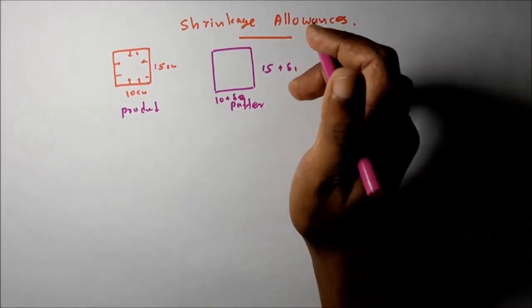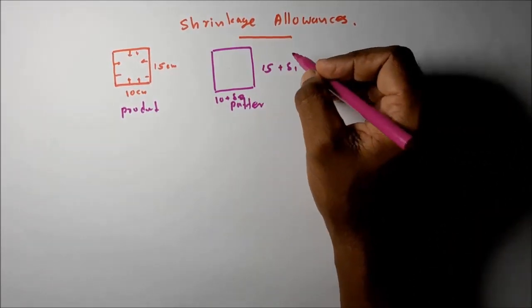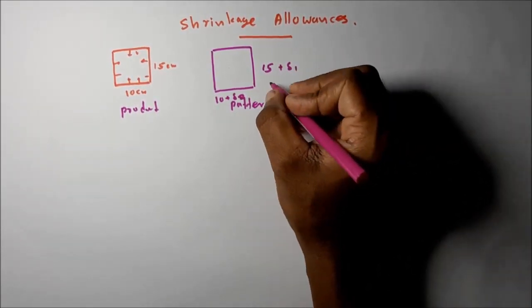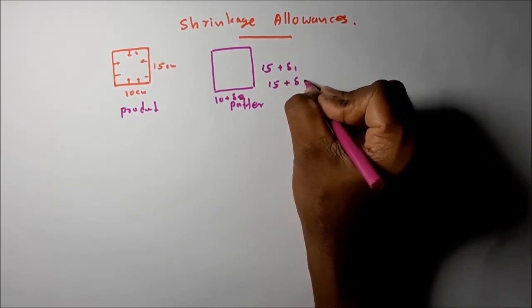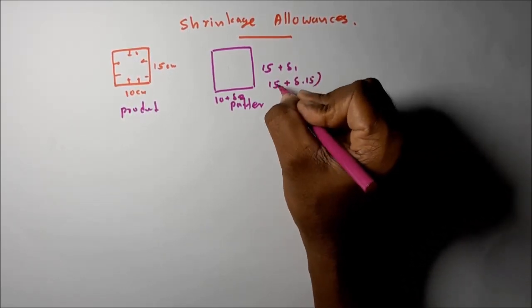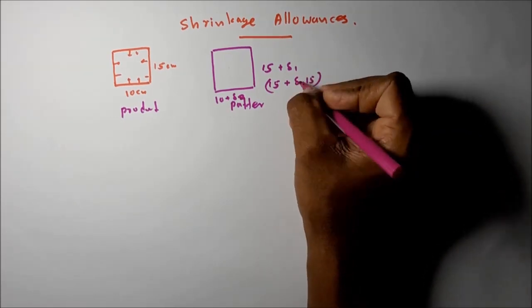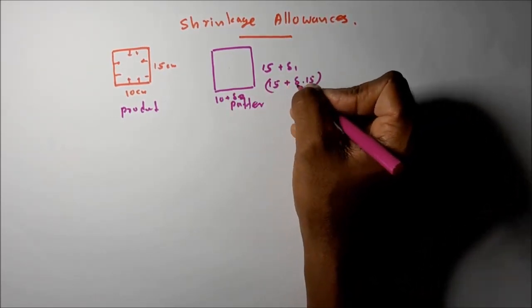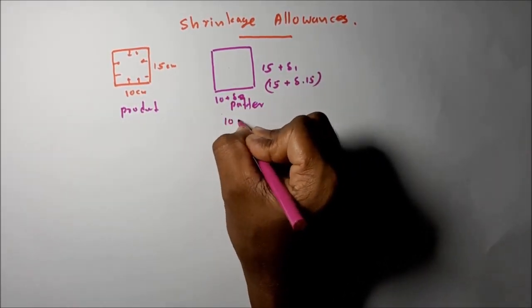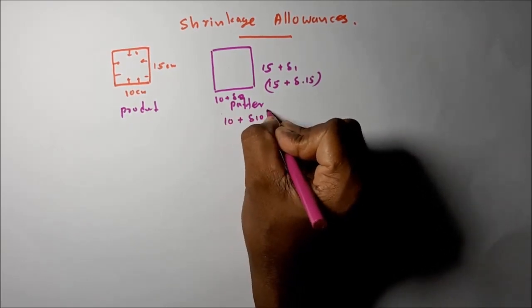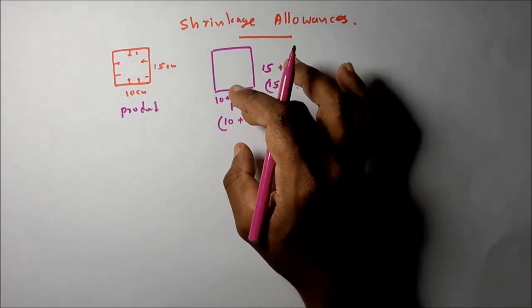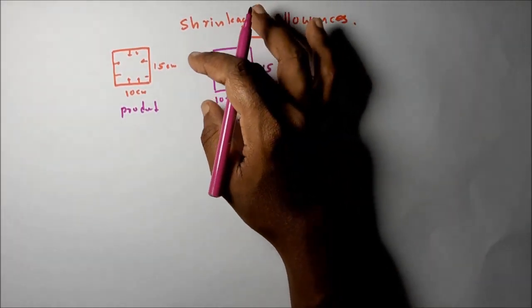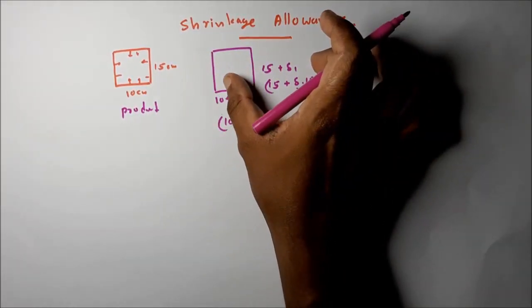Actually for a certain material, this delta 1 we can write as 15 plus delta into 15. Delta is a constant that depends on the certain material. That means for this dimension, 10 plus delta into 10. For a certain material delta is a constant. That means we are making the pattern oversize.